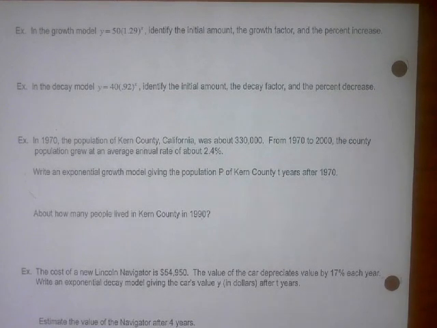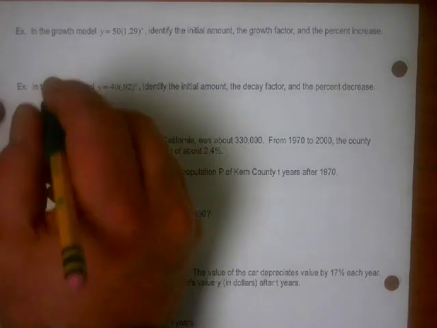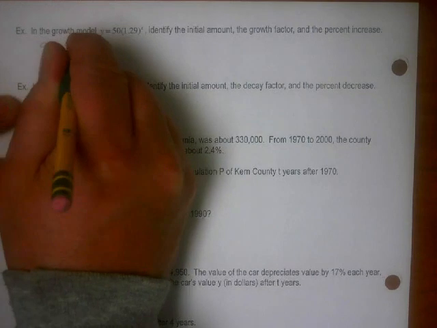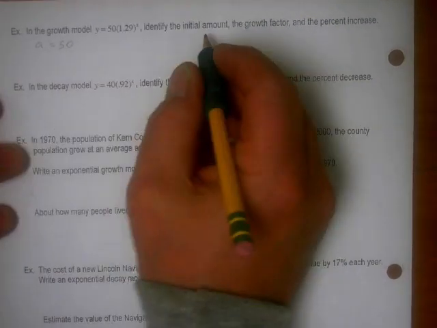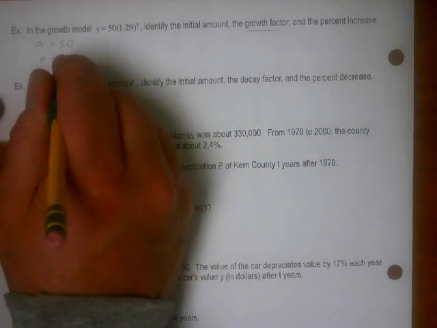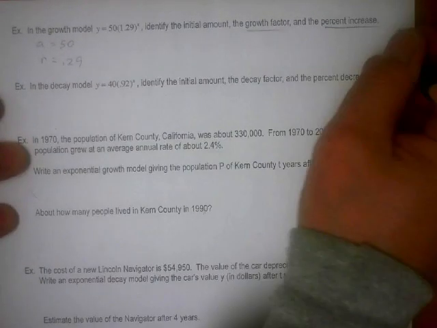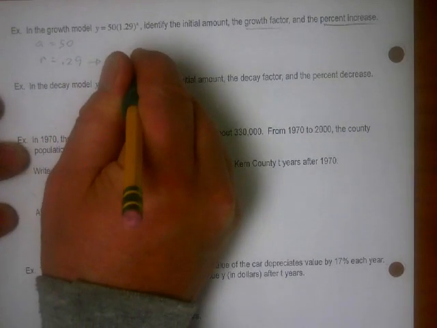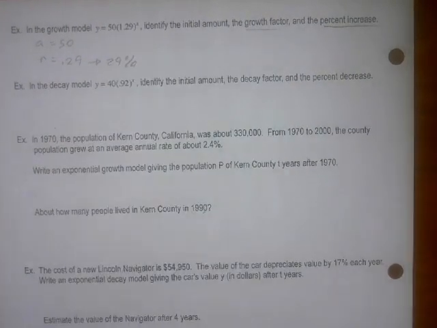In the growth model, y equals 50 times 1.29^x. Identify the initial amount, the growth factor, and the percent increase. The initial amount, which is your A, is 50. R, which is the growth rate, is 0.29. And as a percent, that equals 29%.